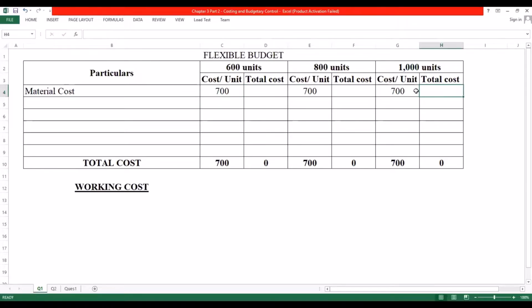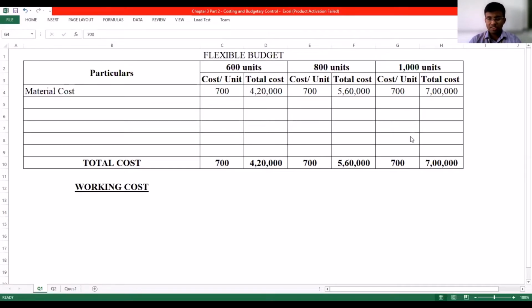Now, how do we calculate the total cost in this case? Total cost would be cost per unit into output. So here it is 700 into 1,000, which will be 7 lakh. Here, total cost would be 700 into 800, which makes it 5,60,000. Here, it will be 700 into 600, which makes it 4,20,000. So this is how we go about with the computation of variable cost, in this case material cost, for different levels of output.